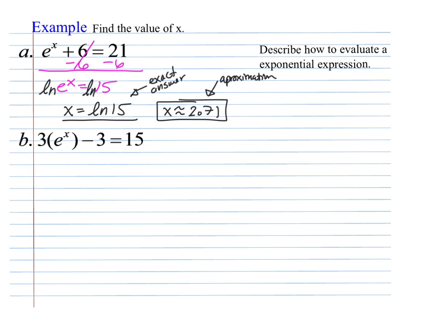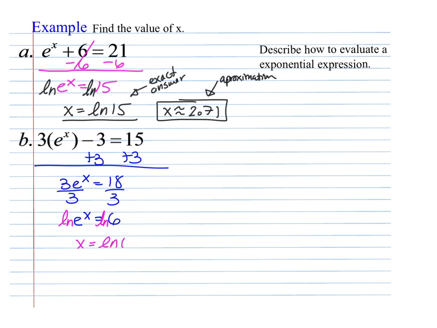For part B, same thing. We add the 3 to both sides. We're going to have 3e^x is equal to 18. Divide both sides by 3. We're going to get e^x is equal to 6. Take the ln of both sides. And we're going to have x is equal to ln of 6. This is my exact answer. And my approximation, once I put it in my calculator, should be about 1.79.